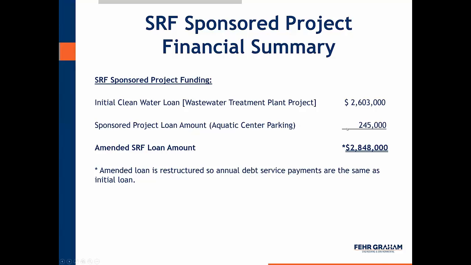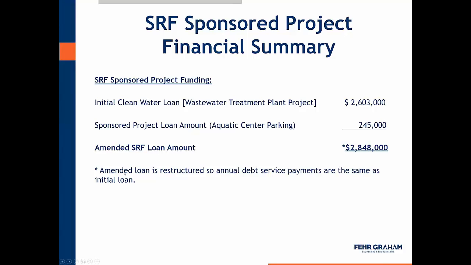So approximately the way the Iowa DNR program works with the sponsored project is the $245,000 is between 9 and 10% of the actual final loan for the wastewater plant. So when looking at the amount of money we had available for the parking lot, it appeared we initially had approximately in that $240,000 to $250,000 range. So the way the financing worked with this is the loan amount is increased from $2,603,000, adding the $245,000, to $2,848,000. So the debt is increased.